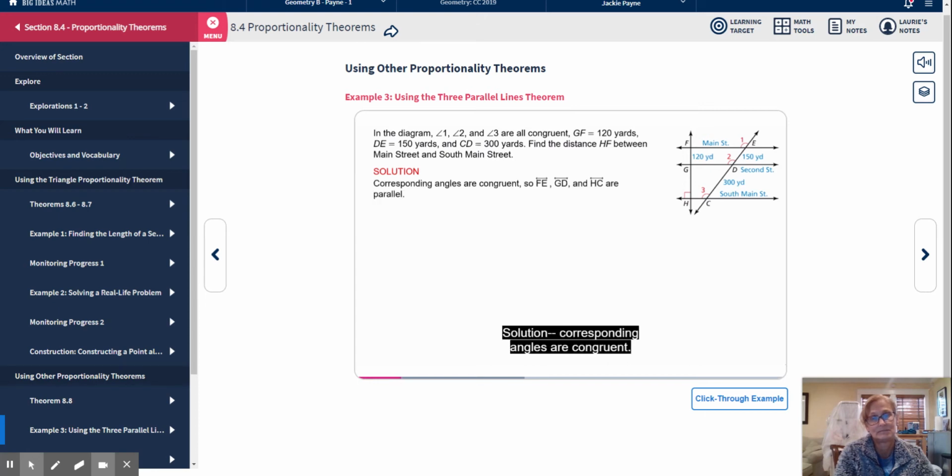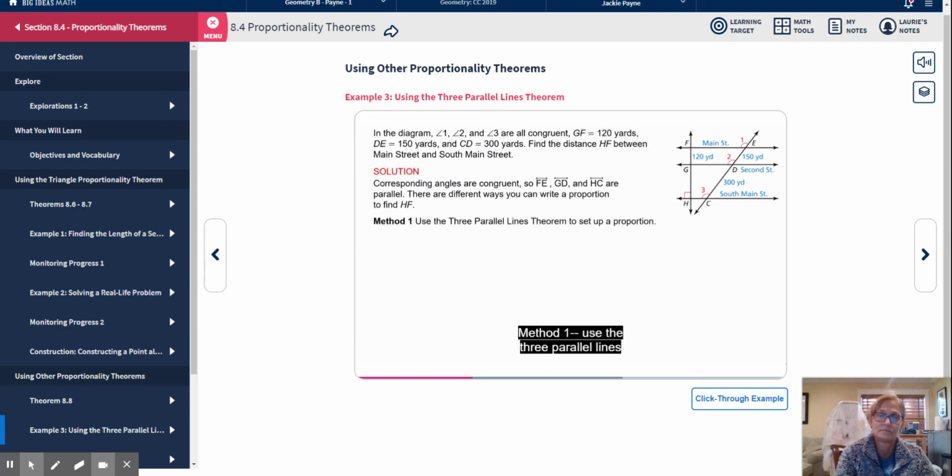Solution. Corresponding angles are congruent, so line FE, line GD, and line HC are parallel. The 3 parallel lines theorem states, if 3 parallel lines intersect 2 transversals, then they divide the transversals proportionally. Because line FE, line GD, and line HC are parallel, the transversals FH and EC are divided proportionally. There are different ways you can write a proportion to find HF.